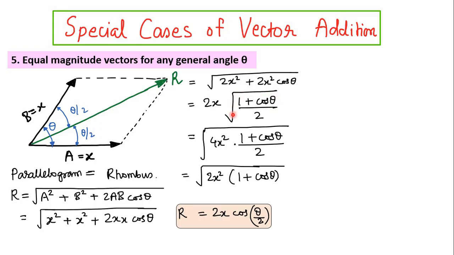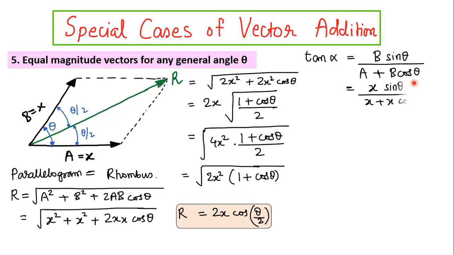And it is a trigonometric formula that root of (1 plus cos theta) by 2 is nothing but cos of theta by 2. So therefore we get the resultant r as 2x into cos theta by 2. And regarding the angle, using this formula, we can easily prove that the resultant will bisect the angle.